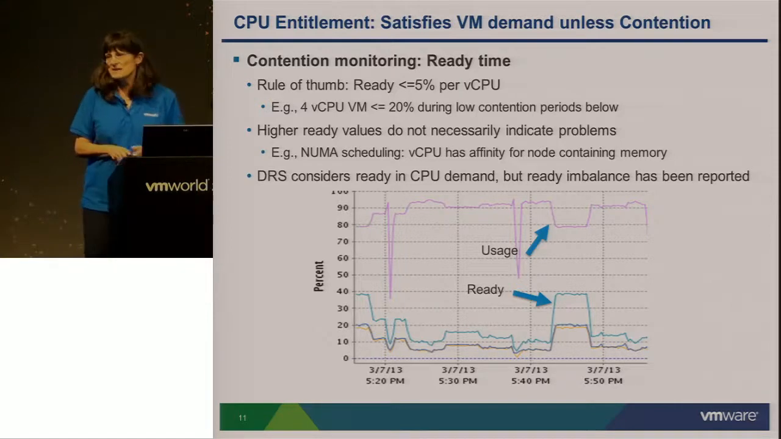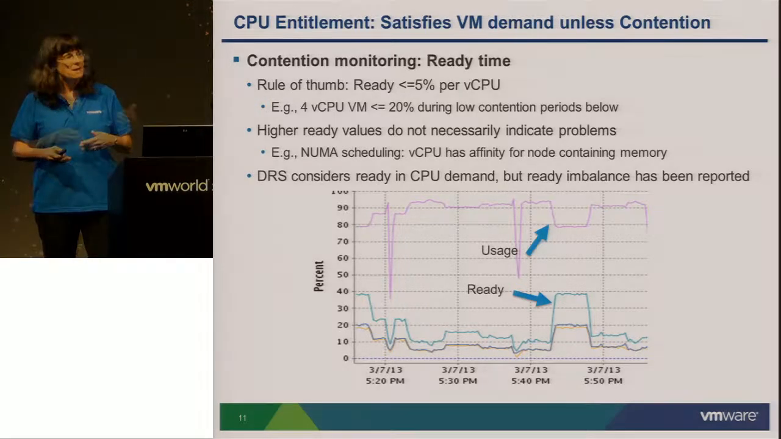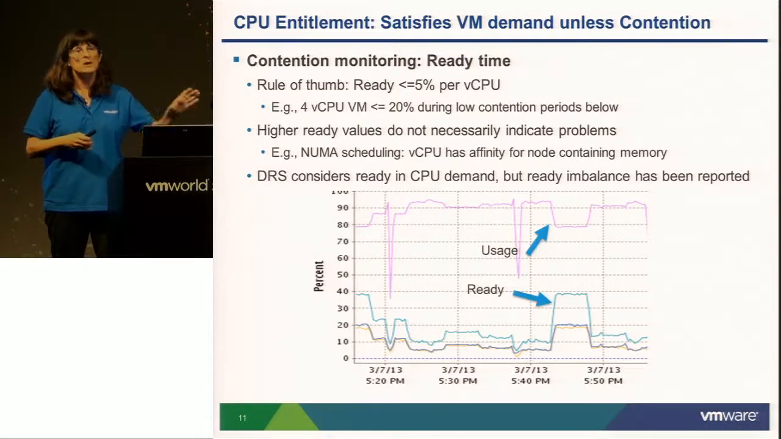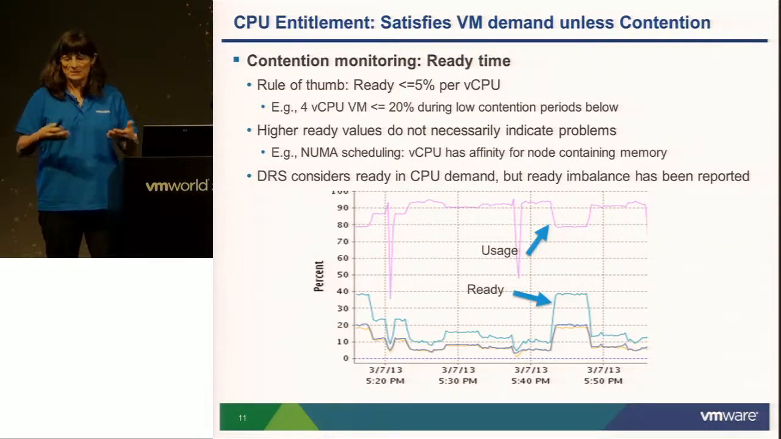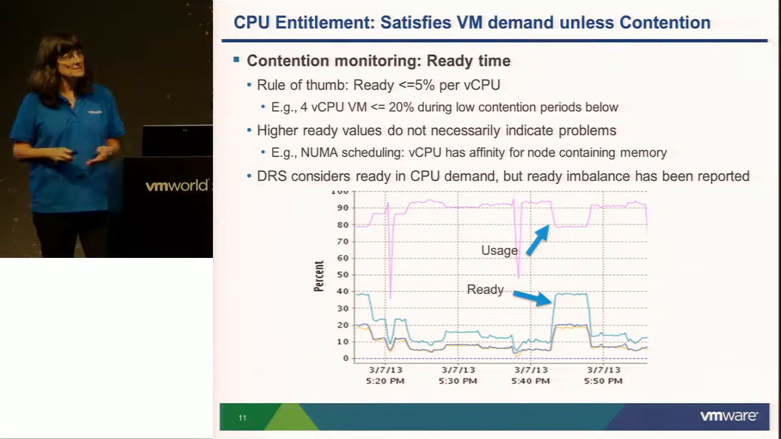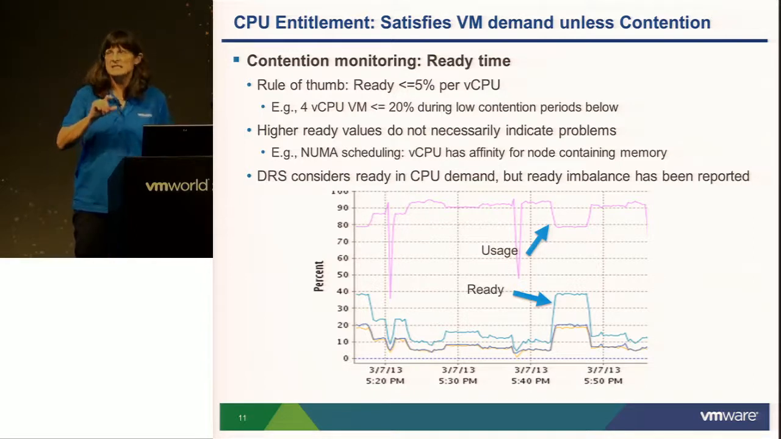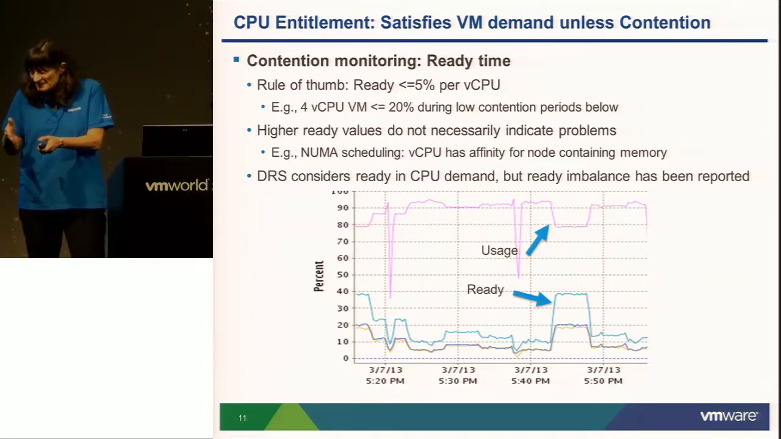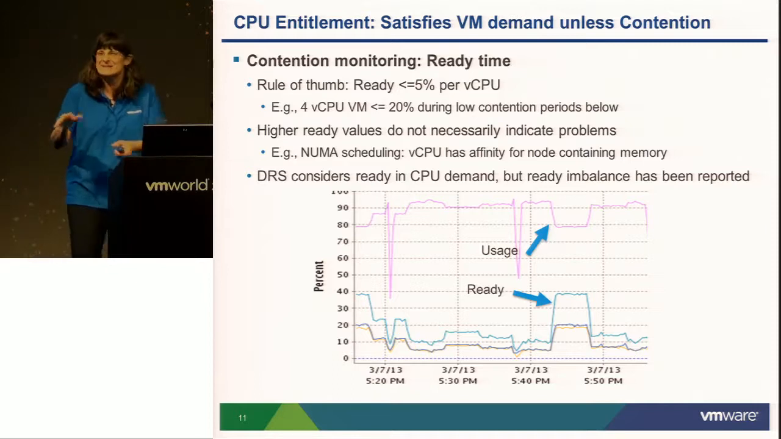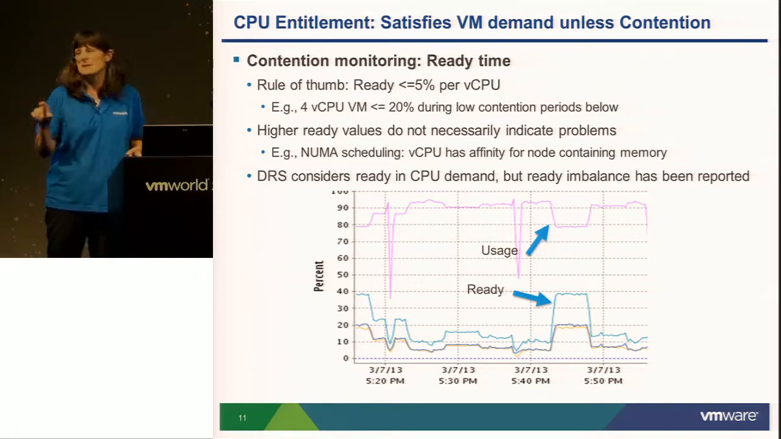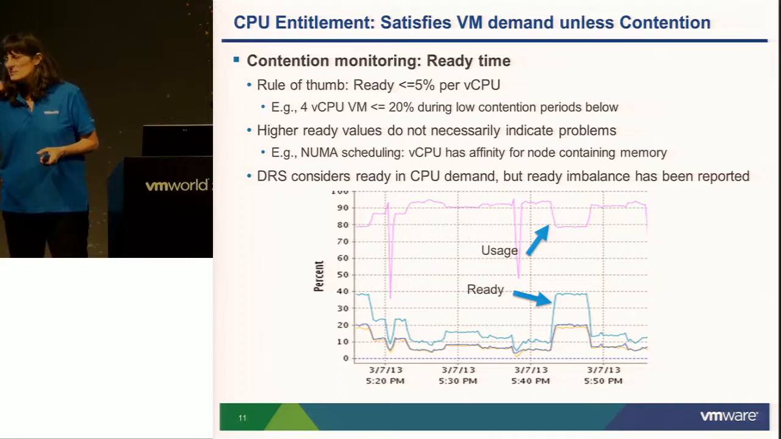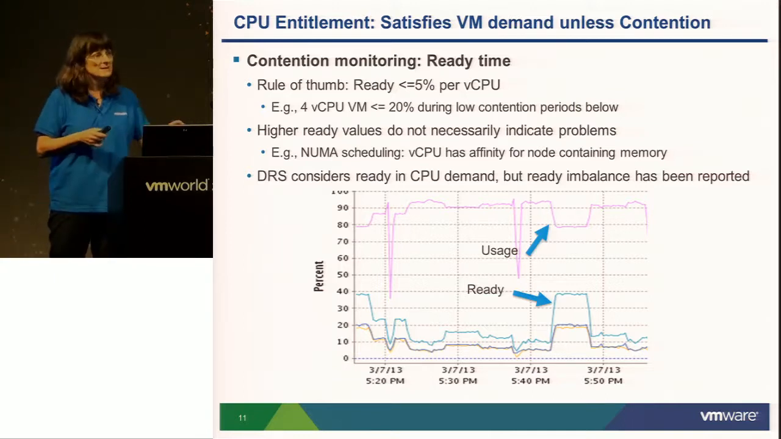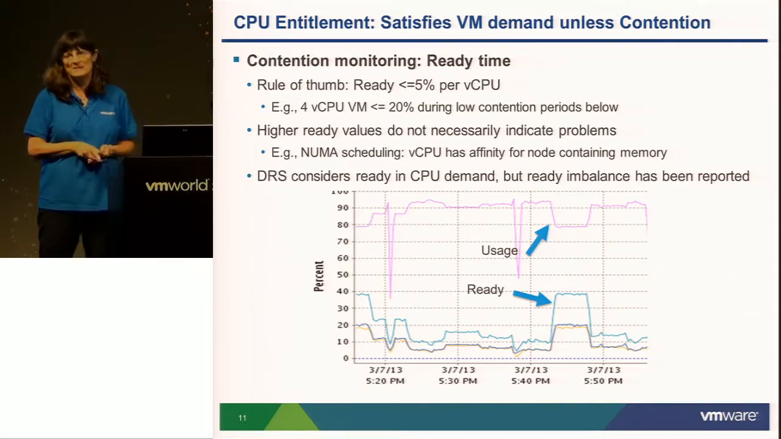Now, I should say that high ready time isn't always a problem. The ESX scheduler has a NUMA-aware feature where if your host has NUMA, the ESX scheduler may want to bias your vCPUs to keep running on the same set of physical CPUs in order to make sure it gets the NUMA memory quickly. So it's making a trade-off between scheduling you more quickly or making sure that when you do run, the VM gets quick access to memory. So it's not always bad to have high ready time.